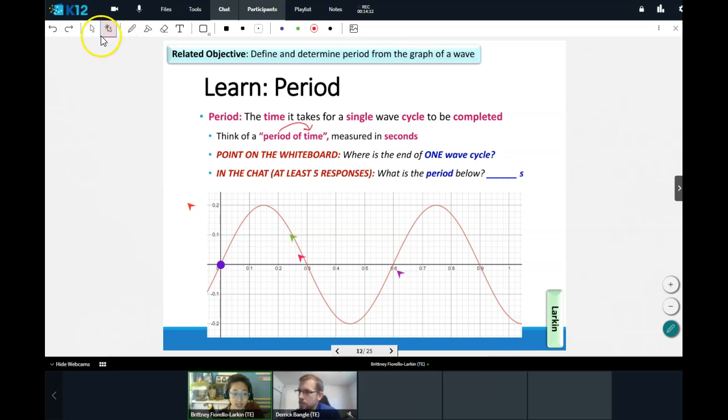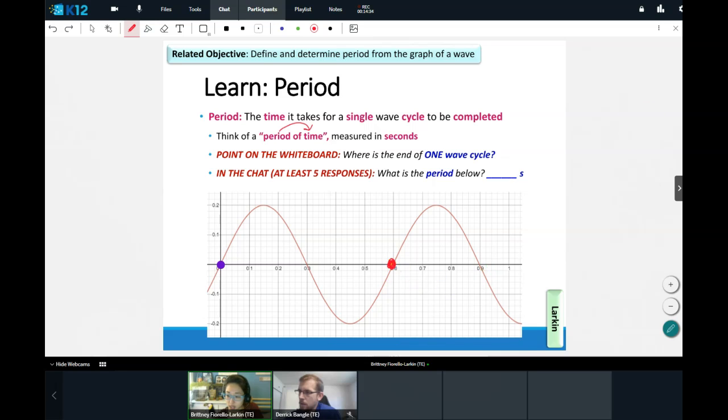Point for me, where is the end of one wave? Again, you need a top and a bottom bump because it's got to go to where it starts to repeat. Now, I see some people after the top bump. Keep on going though, move over. Move over, you need to get past the bottom bump. There we go, perfect. Yes, it's going to be right here. All right, this is the end of our first cycle right here.